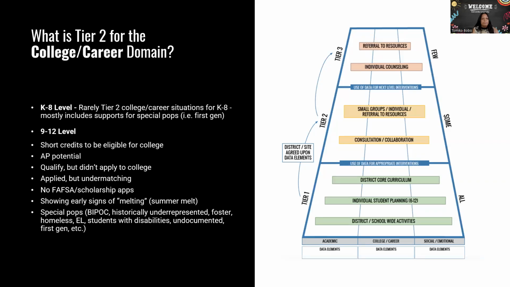And also just helping those students that are historically underrepresented with college and career supports. And those underrepresented usually are foster, homeless, EL students, students with disabilities, and undocumented and first generation students. So that pretty much covers chapters 3 and 4.